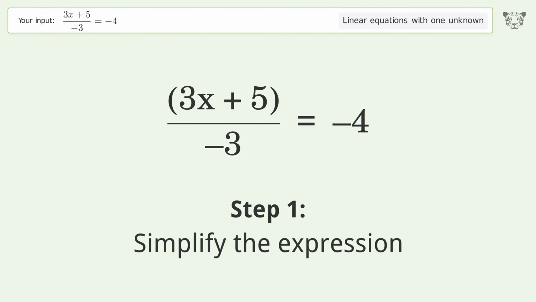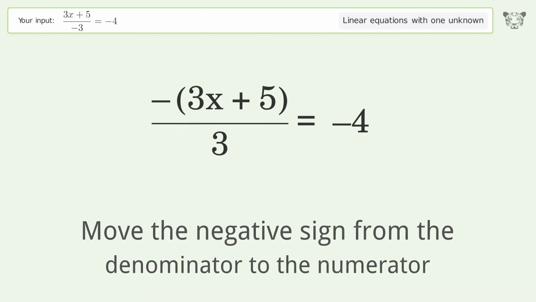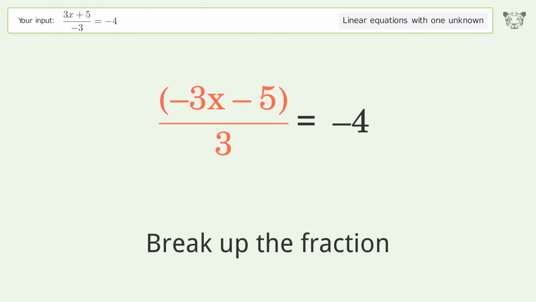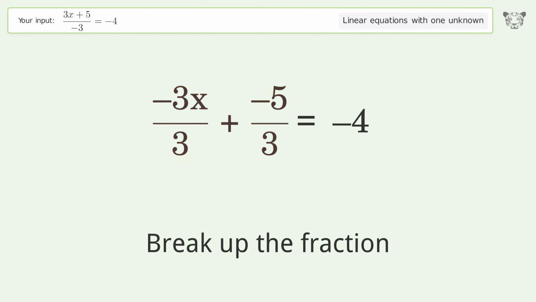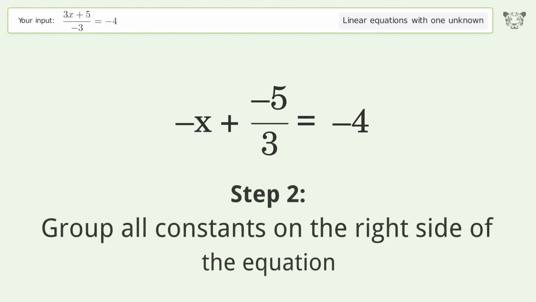Simplify the expression. Move the negative sign from the denominator to the numerator. Expand the parentheses. Break up the fraction. Simplify the fraction. Group all constants on the right side of the equation.